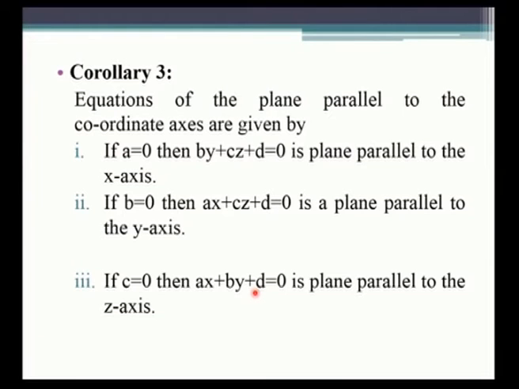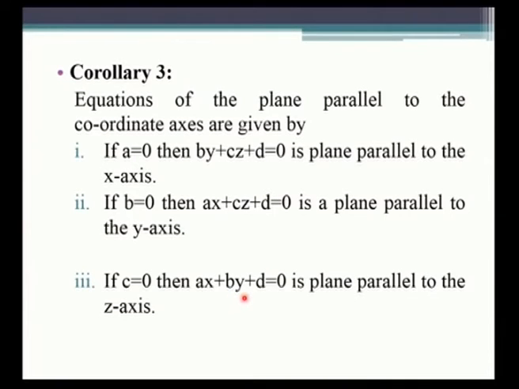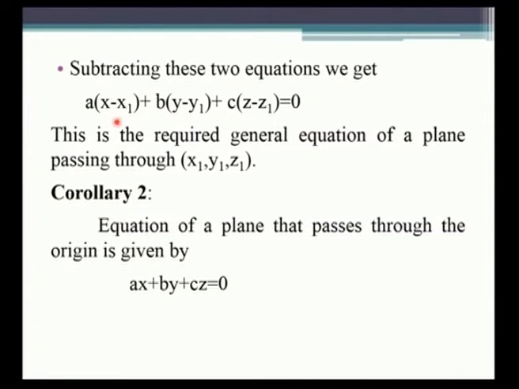Similarly, if the z part is missing in the equation of a plane, then that plane is parallel to the z-axis. In that case, if c is equal to 0, then ax plus by plus d is equal to 0 is the plane parallel to the z-axis. So these are the different corollaries we get from the general equation of a plane, ax plus by plus cz plus d is equal to 0.